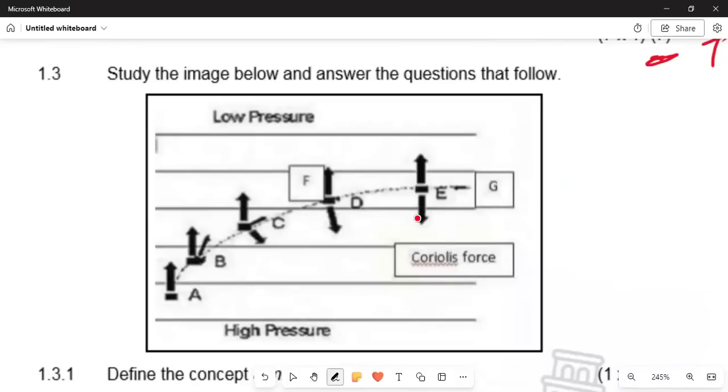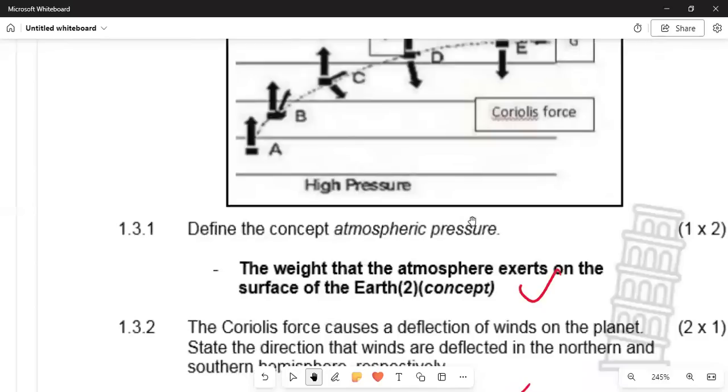Here we've got the high pressure. We can see that the Coriolis force is created due to the interaction of the high pressure and the low pressure; that creates the Coriolis force, or the Coriolis wind. Okay. And if we are moving on again, we can see that we've got a question now in 1.3.1.